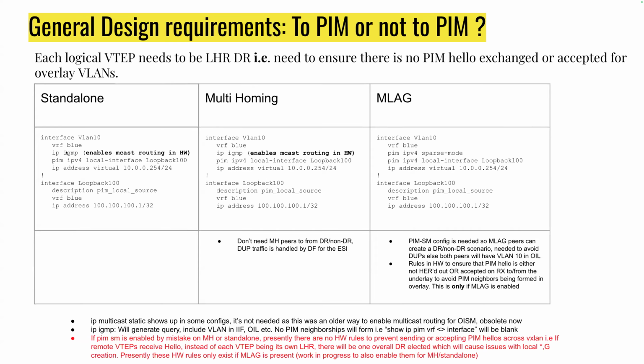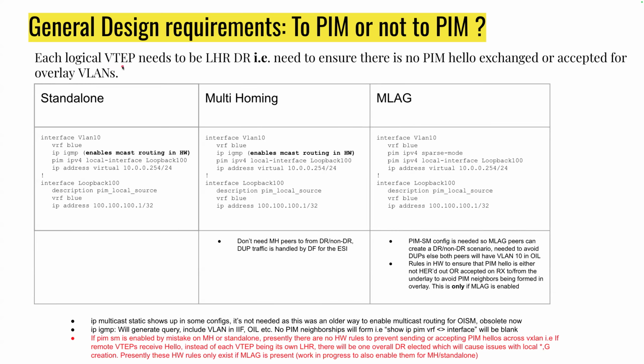And the usual DR election happens and stuff like that, right? So let's say if we have 100 VTEPs, only one would be the DR. And that would break the traffic flows. So the idea here is that we need to make every logical VTEP an LHR. LHR DR, yes.